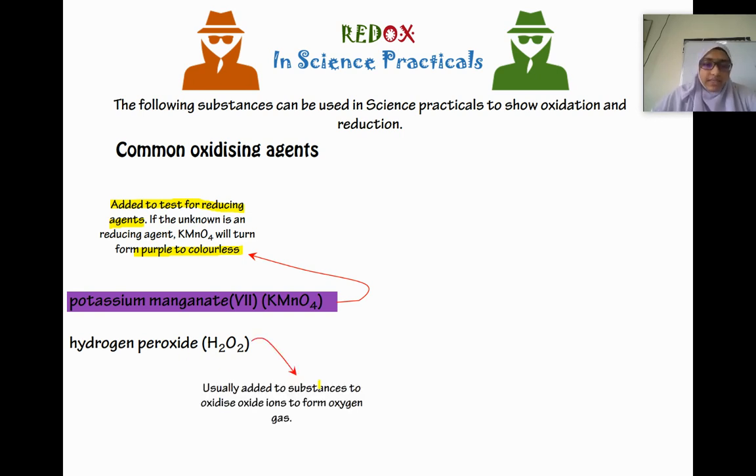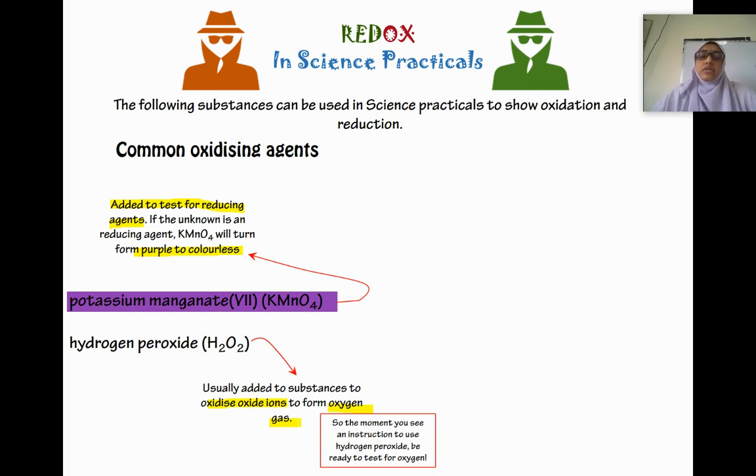Another one is hydrogen peroxide. It's usually added to a substance to oxidize oxide ions. So when oxide ions in a substance are oxidized, they will then form oxygen gas. So once you see the words oxygen gas, what you need to do? You need to test for oxygen. So the moment you see hydrogen peroxide in your experiment, be ready to test for oxygen gas.